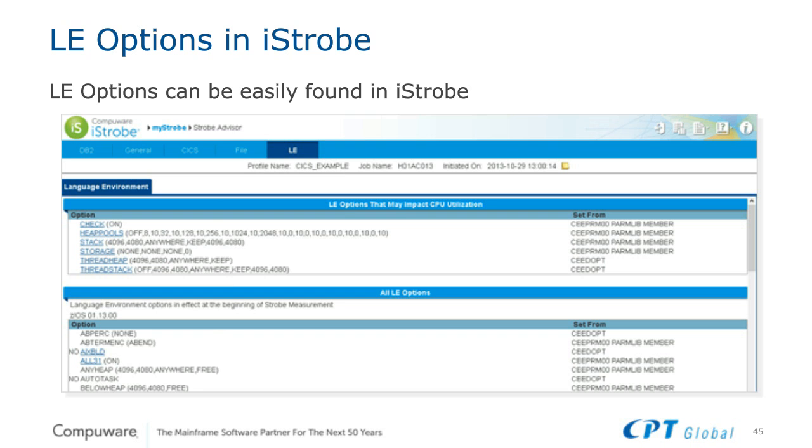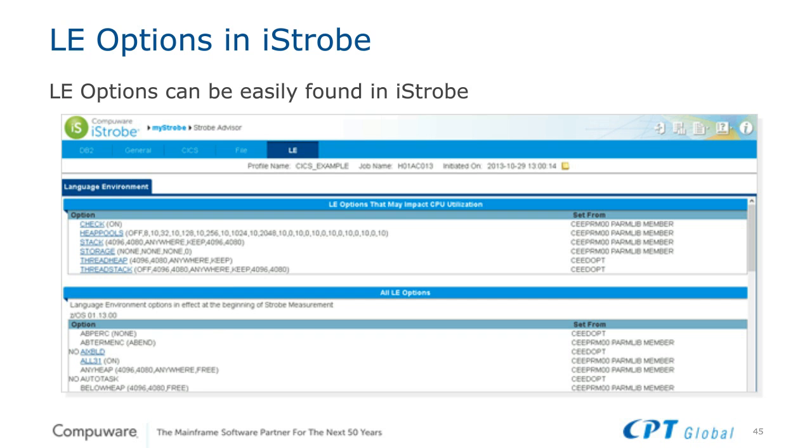We actually pull the LE options and do a quick analysis of them for you, to show which LE options may be impacting your CPU. We also show you where those options are being loaded from. So if you think they were set to something different, this is going to tell you where those LE options are actually coming from. That's a nice little thing.